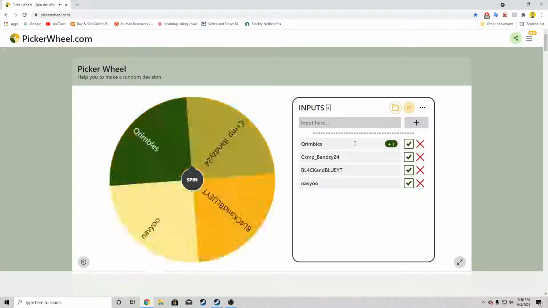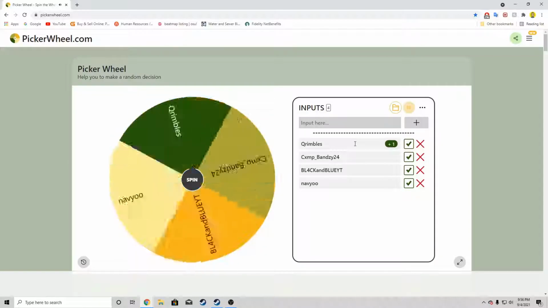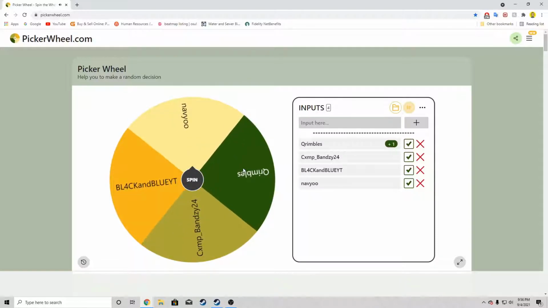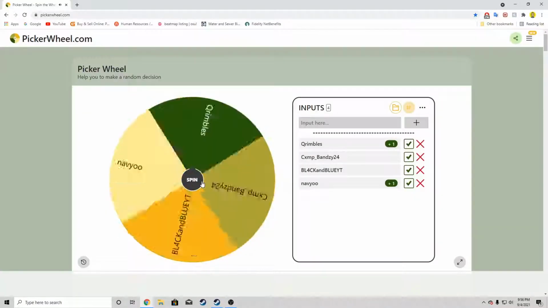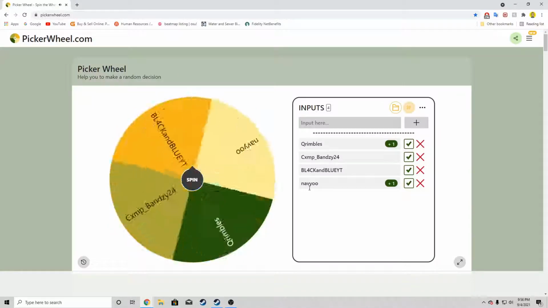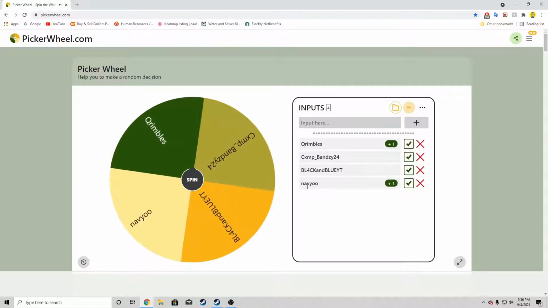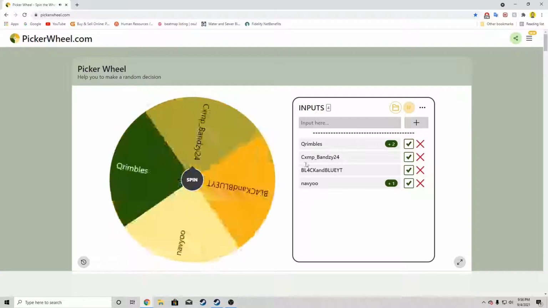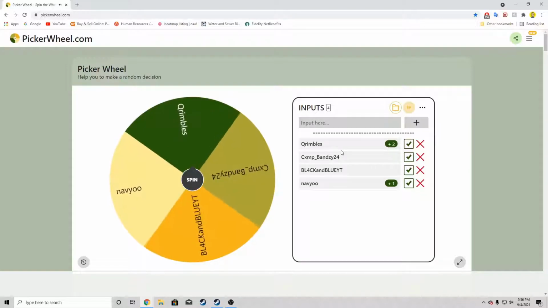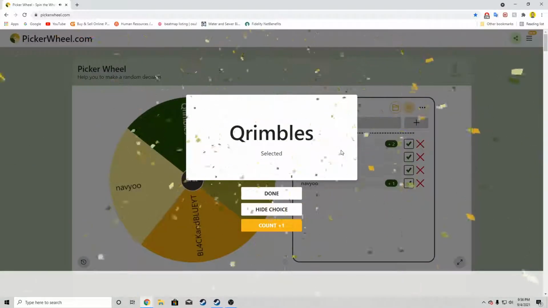So Crimbles has won. So if he gets two more, he wins. But if somebody else gets one, they do not win. They need three. So we got Nav. We're just going to call him that because we know that's what his other name is. And I don't know what the U, if that's a split or not. Crimbles has two. Let's see if Black and Blue or Camp Bandies 24 can at least get one. This is a walk away.